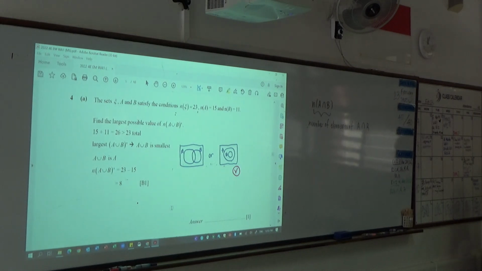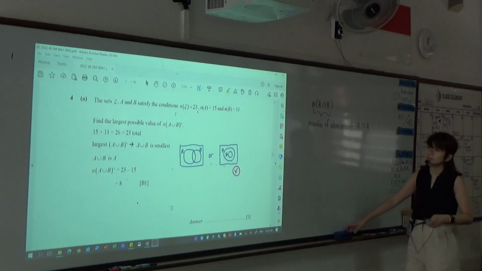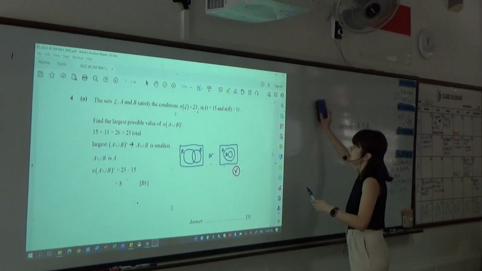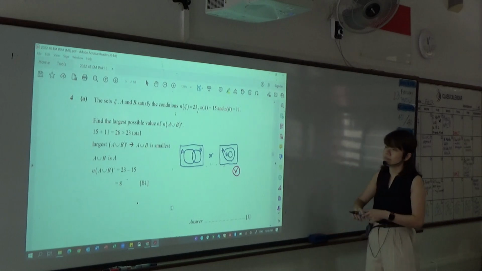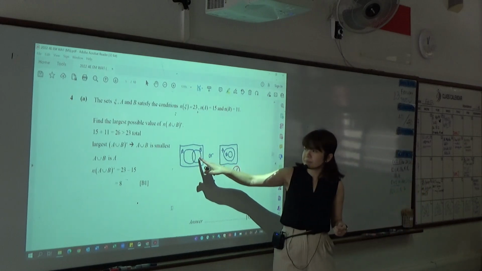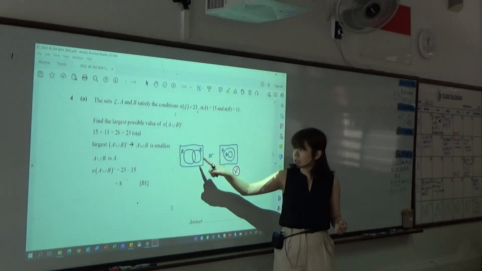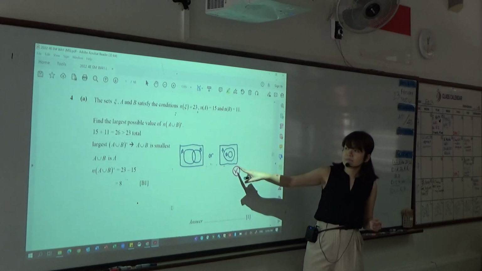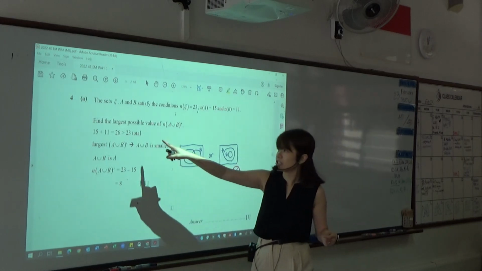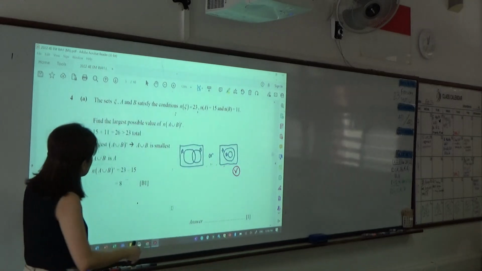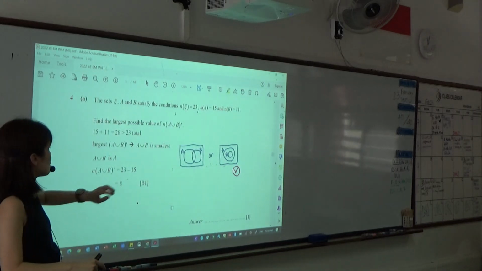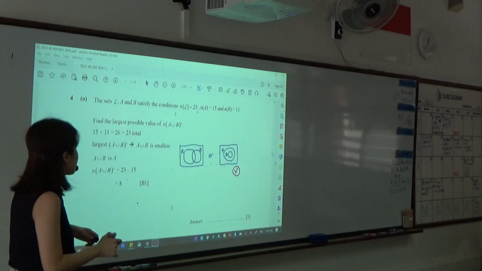So the question was asking for the number of elements of A union B complement. So that means we're looking at A union B, but then the outside of it. So we're looking at this particular case because you want the largest possible value, and then we will get the conclusion of 8 being the answer.